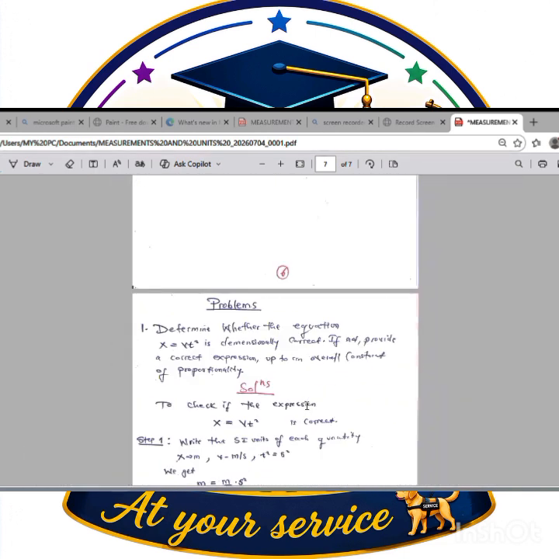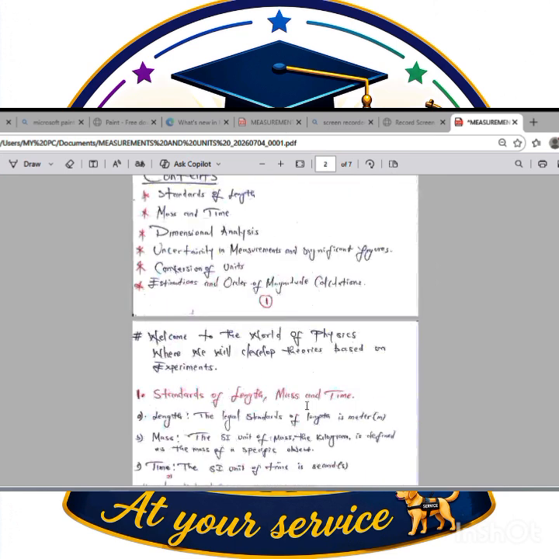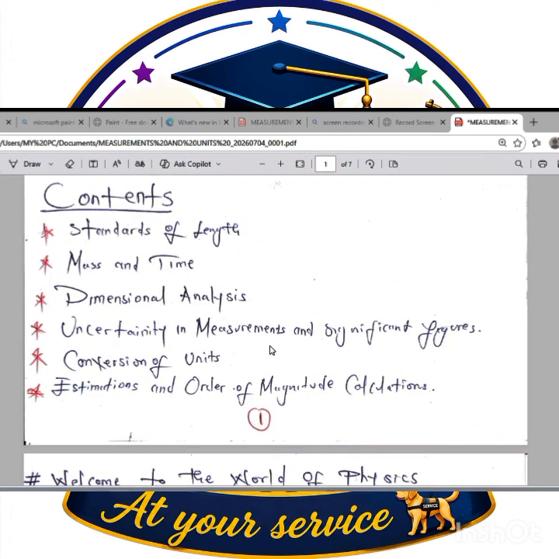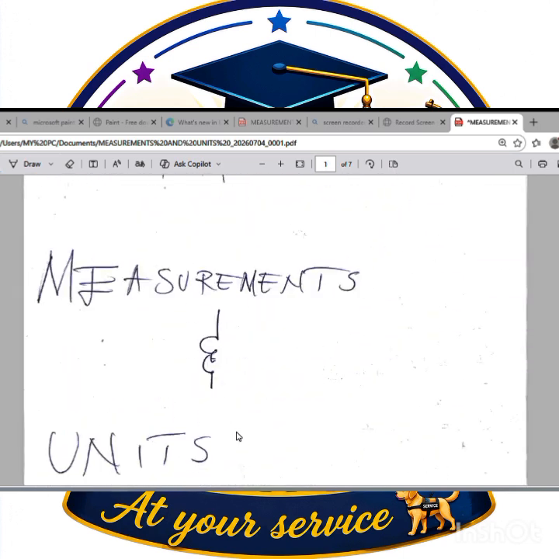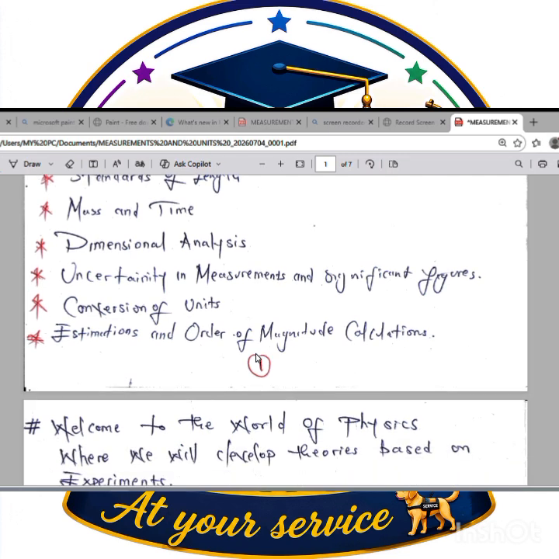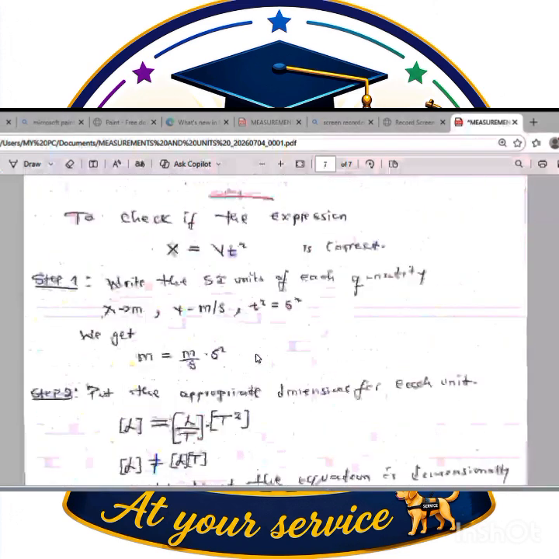So this is part one on measurements and units. The other part will look at the uncertainty in measurement and significant figures. We'll also look at the conversion of units, how we can convert units from maybe meters to kilometers and stuff like that. We'll also look at the estimations and order of magnitude of calculation. These contents are very much important. So see you in the next video.